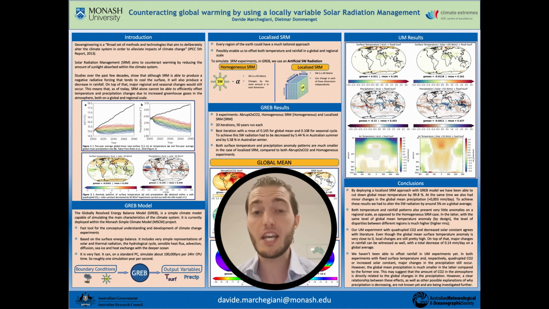However, the global mean precipitation is decreasing by a much smaller quantity in the decreased solar constant experiment compared to the 4 times CO2 one. This may suggest that the amount of CO2 in the atmosphere is directly related to the global changes that we see in the precipitation. However, we don't have yet a clear relationship between these effects, as well as other possible reasons why precipitation overall is still decreasing in all of our experiments.